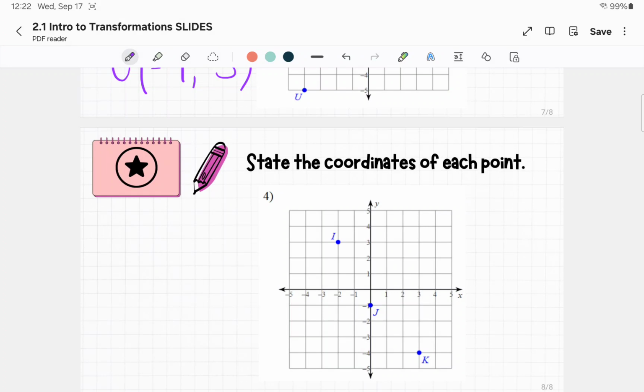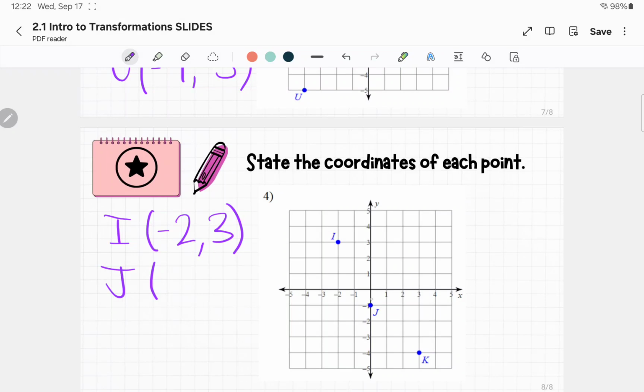So go ahead and pause and try this last one by yourself, I, J, and K. All right, so hopefully you paused and tried it. Let's see if you're right. So let's do I first. I, the x coordinate is back at -2 here. So I'm going to put parentheses -2, then a comma, and then it lines up with 3 on the y-axis. So I is negative 2, comma 3. J, let's do J next. It doesn't matter the order that you did it in, by the way.